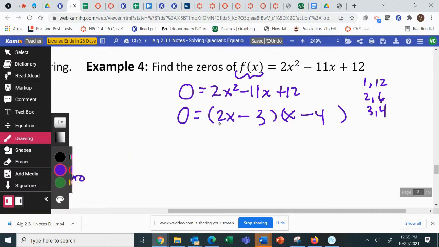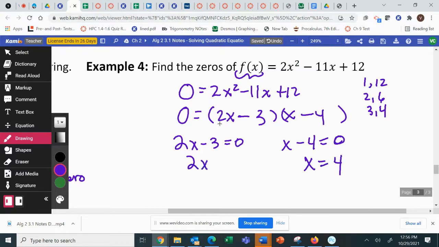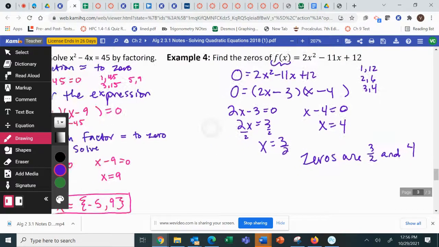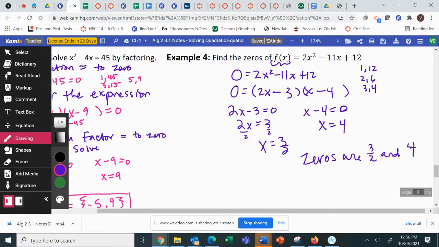So now we set each factor equal to 0. And we'll solve each factor. The one on the right is just x equals 4. That one's easier to solve. 2x, I have to add 3 and then divide by 2. And I get an answer of 3/2. So in words, you could write the zeros are 3/2 and 4.